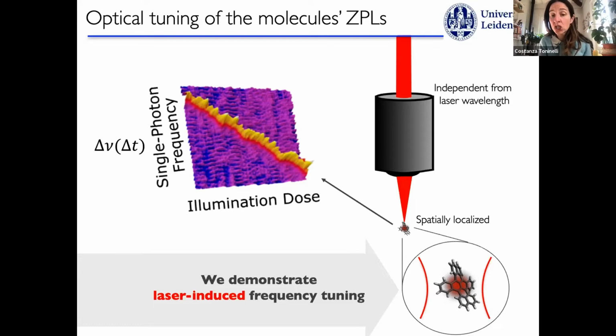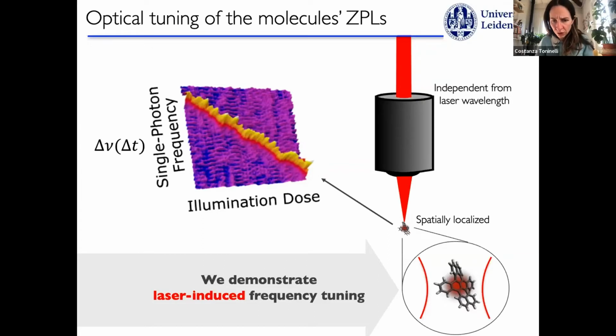We were shining on the molecule an additional laser, with respect to the one that we used to investigate its excitation spectrum. And we saw that as a function of the illumination dose, the zero-phonon line was shifting in frequency. We repeated the experiment many times, and then we had two main tasks. The first one was to understand the reason behind this optical tuning, and the second one was to calibrate it in such a way that we could use it to do something good.